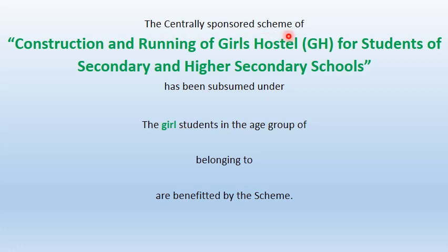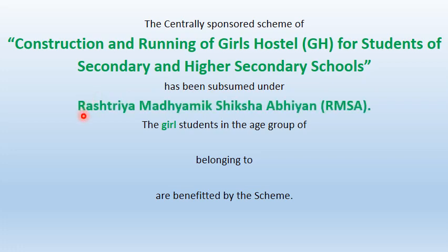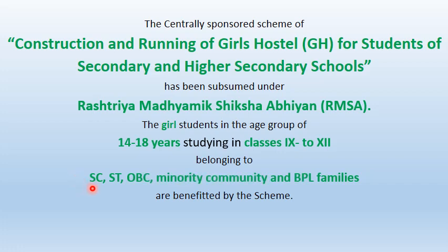The centrally sponsored scheme of construction and running of girls' hostel, GH, for students of secondary and higher secondary schools has been subsumed, means taken under the same Rashtriya Madhyamik Shiksha Abhiyan, RMSA. The girl students in the age group of 14 to 18 years studying in classes 9 to 12 belonging to SC, ST, OBC, minority community and below poverty line families are benefited by the scheme.